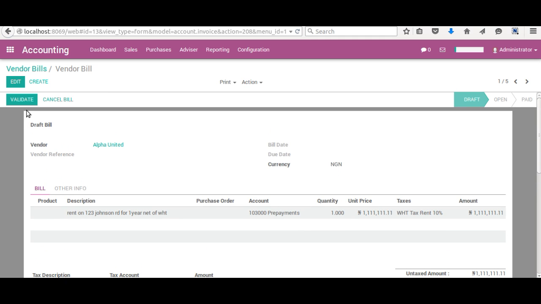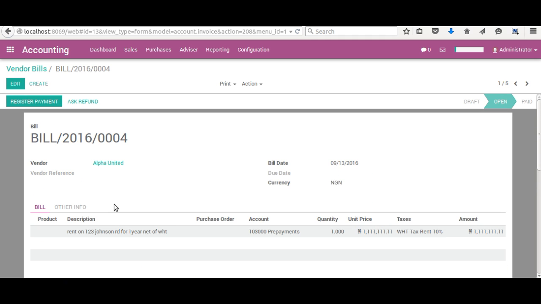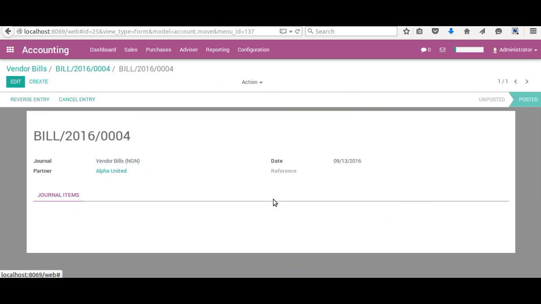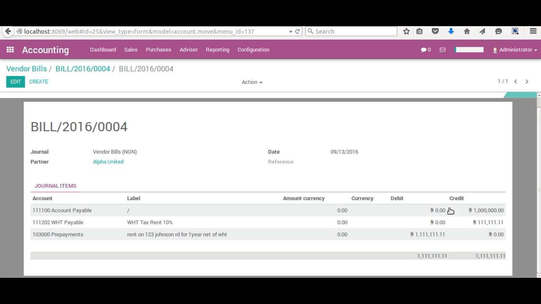So I'm going to validate that invoice. And once I do that, let's look at the entries that are generated. If I go to journal entries, just to look at that invoice. So what the system has done is to do a debit to my prepaid accounts for that full amount of 1.11 million, and then a liability of 10% of that value to withholding tax payable. And then of course the landlord, which is accounts payable, is due to be paid 1 million naira.